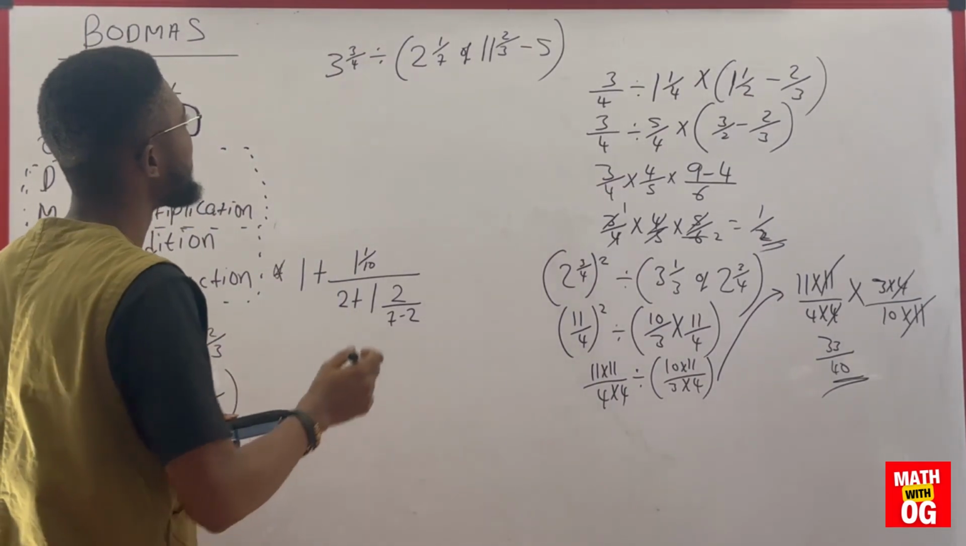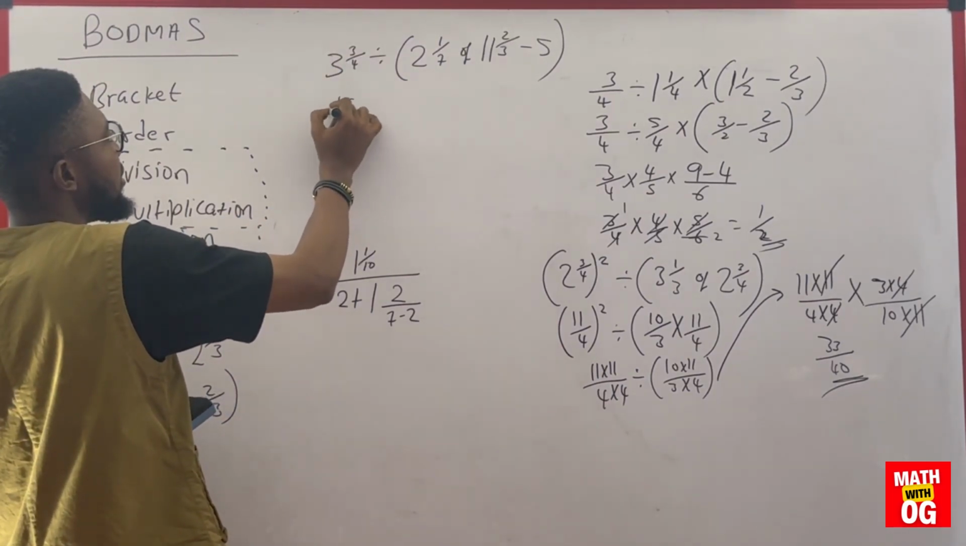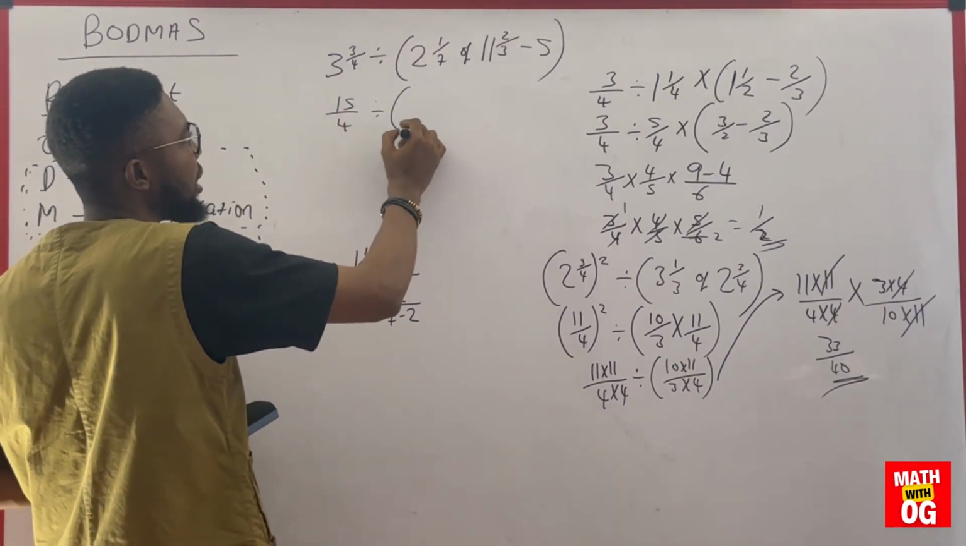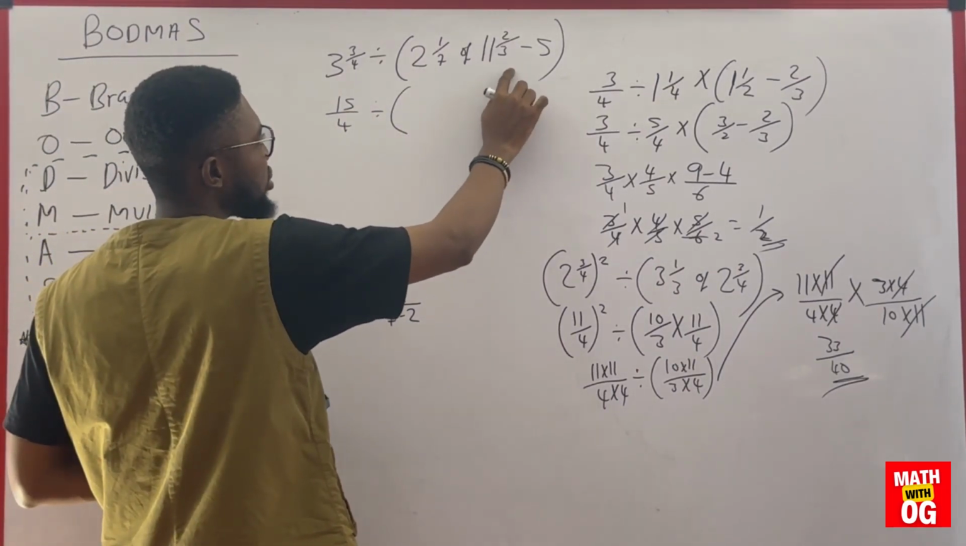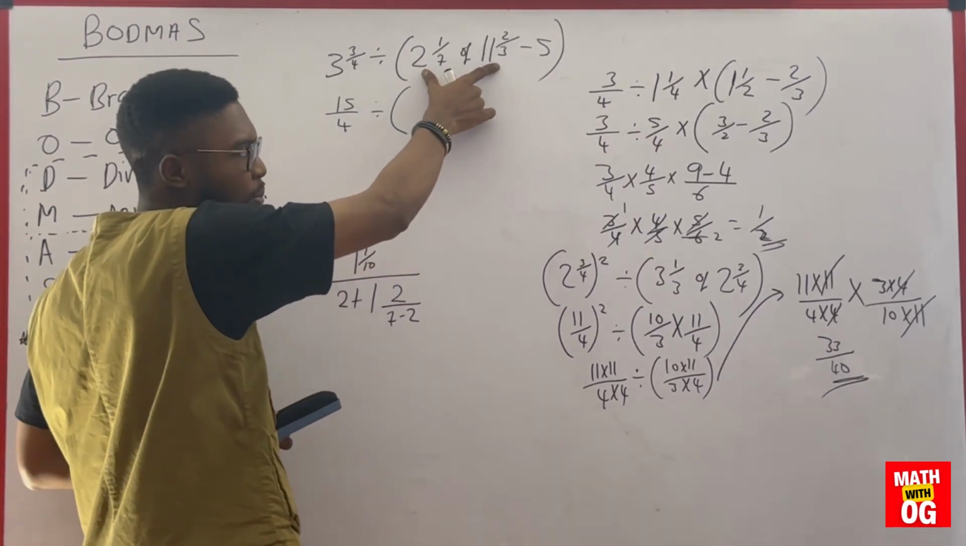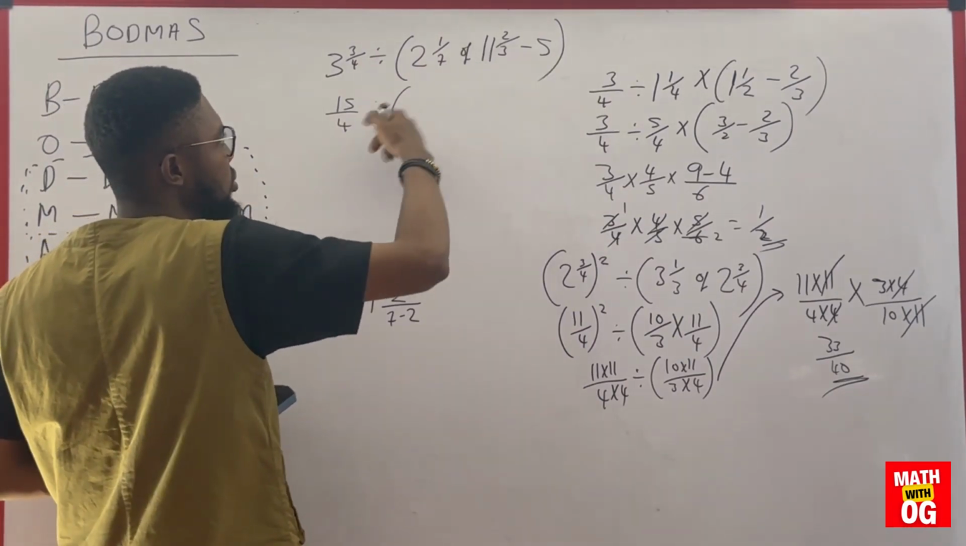So we have 3 over 4. So this guy here will give us 12 plus 3 is 15. 15 over 4 dividing open bracket. Remember, of is multiplication. I have a minus sign here. I cannot subtract when I have not multiplied. So I have to multiply first before subtracting.